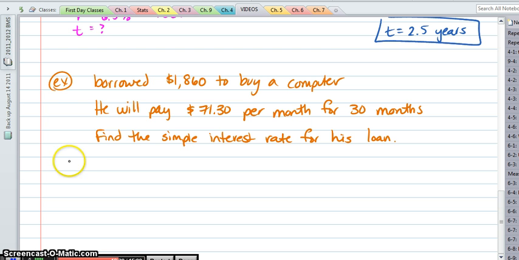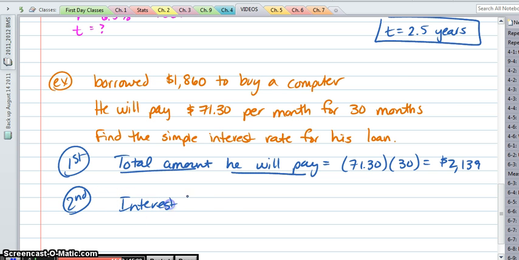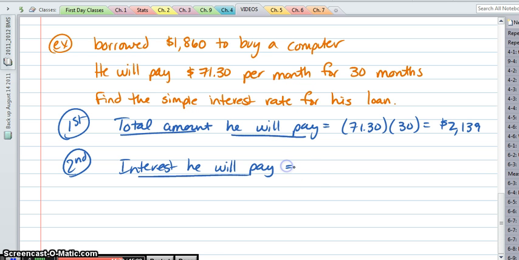Well, first, find the amount of interest he will pay. The total amount he will pay will equal that amount of money he's paying per month for 30 months. That gives us $2,139. Okay, so the total amount he will pay needs to be calculated. Now we can find the interest he will pay. We can find that by taking the total amount paid and subtracting the amount borrowed. And this will represent the amount of interest Mr. Gable paid. So he paid $279 in interest.